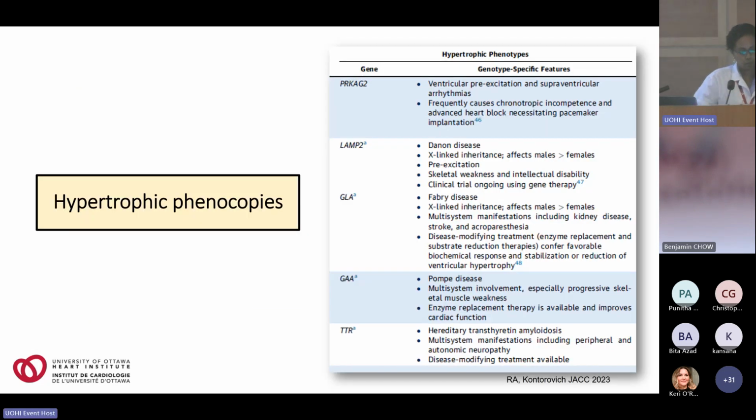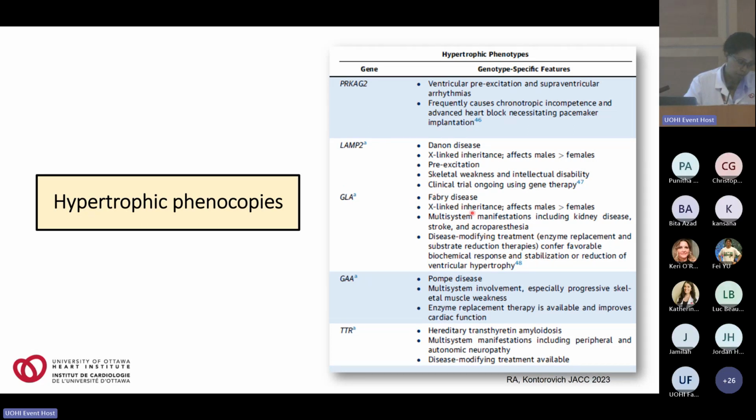Okay. So among the hypertrophic phenotypes, all of these conditions can happen in an adult onset, some of them. So we need to familiarize ourselves with some of them, although they are quite rare.